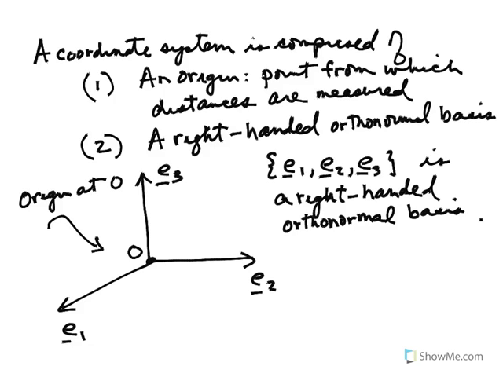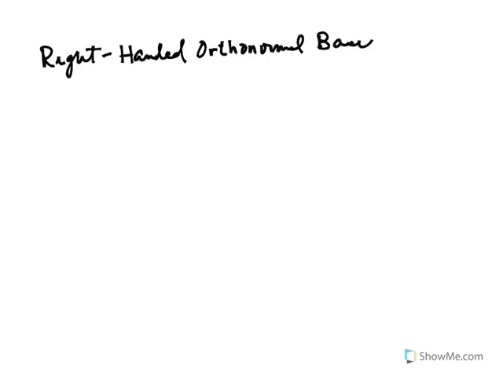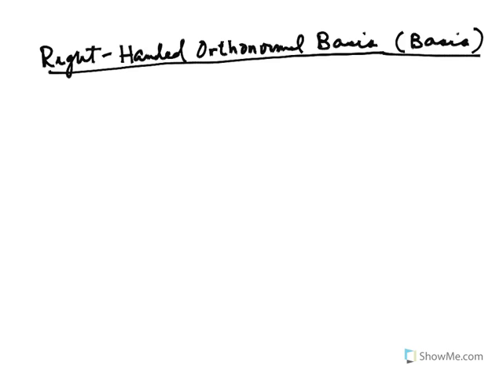Now, if I have a vector, let's suppose I call that vector B. First, I have to define what these basis vectors mean. So the basis vectors have the following properties, a right-handed orthonormal basis, which, for the purposes of this class, will just be denoted as a basis from this point forth, because we're always going to be dealing with right-handed orthonormal bases.